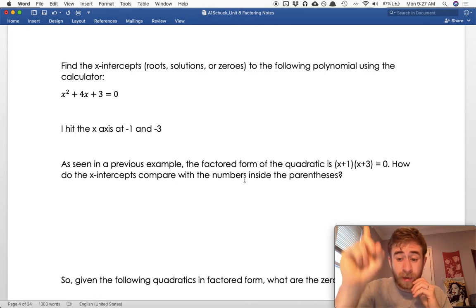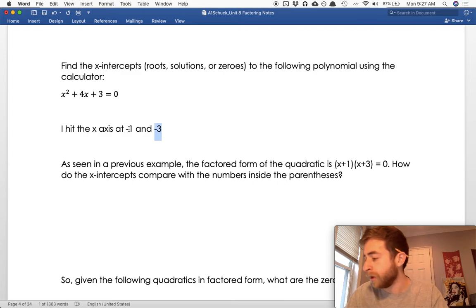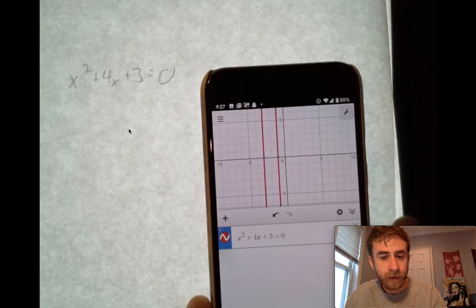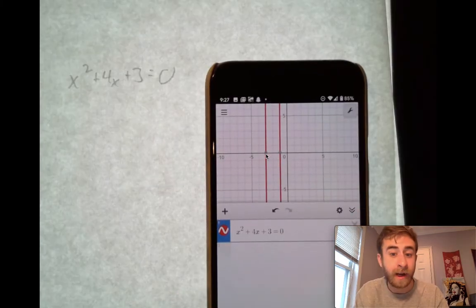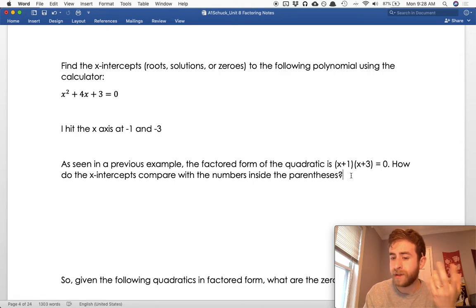As we saw on the page above, the factored form of this quadratic, x squared plus 4x plus 3, is x plus 1 and x plus 3 equals 0. And now the question is, how do the x-intercepts, which hit the x-axis at -1 and -3, compare with the numbers inside of the parentheses over here? So take a moment, try to answer that.